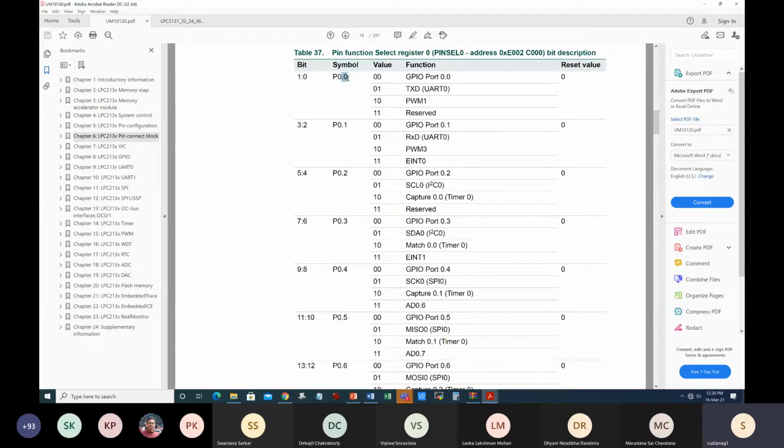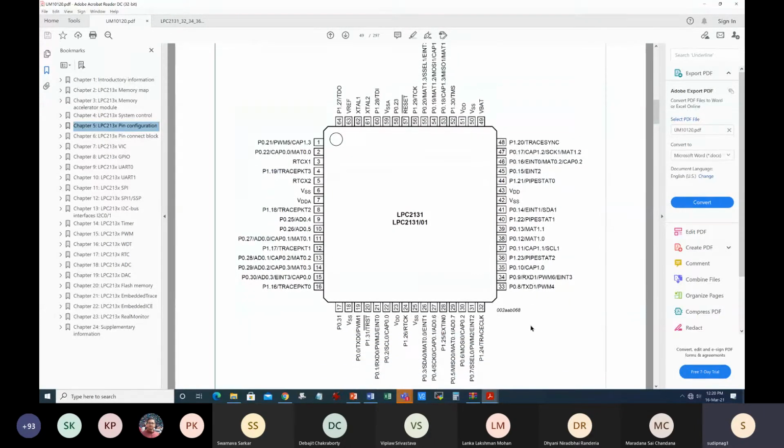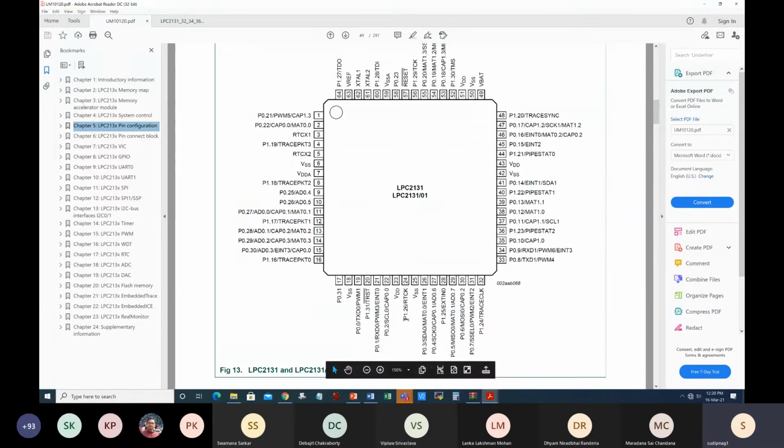What is this P0.0? Let's look for pin 0.0. Where is this pin 0.0? You have to search first. So this is my pin 0.0, pin number 19 in this pin configuration. Pin number 19 has alternate functions. There are two alternate functions in this case, TXD0 and PWM1. So these two are alternate functions.